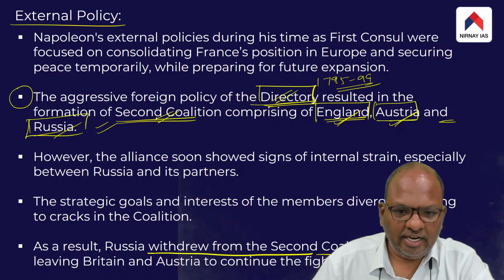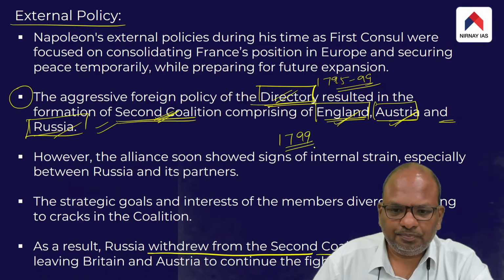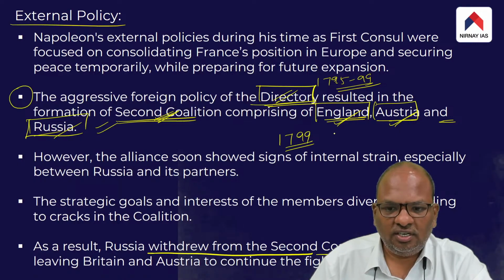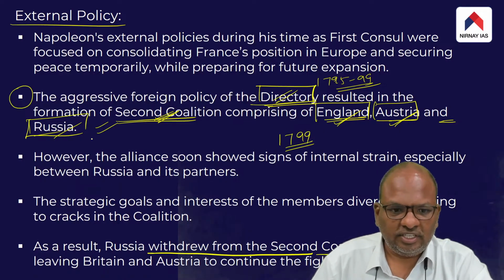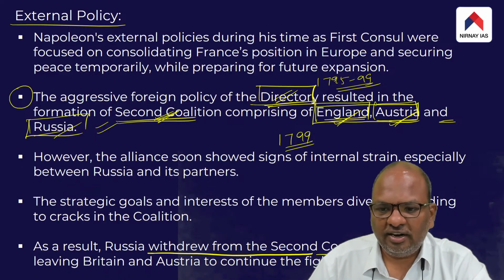So the point is, when Napoleon became the ruler in 1799, two of the three countries of the second coalition were still active. Russia withdrew because of its differences with the other two, but two members still remained very active, that is England and Austria.